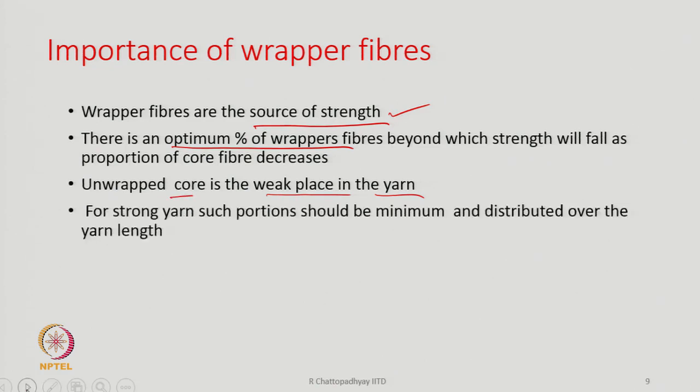For strong yarn, such portions should be minimum and distributed over the entire yarn length. So, they are similar to basically weak places, and their numbers or their frequency should be minimum, and if at all there, they should be distributed over the long length of the yarn. They should not appear one after the other successively. In that case, that part of the yarn is going to fail at a very lesser load.